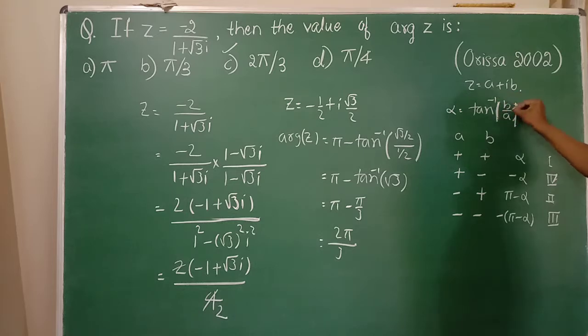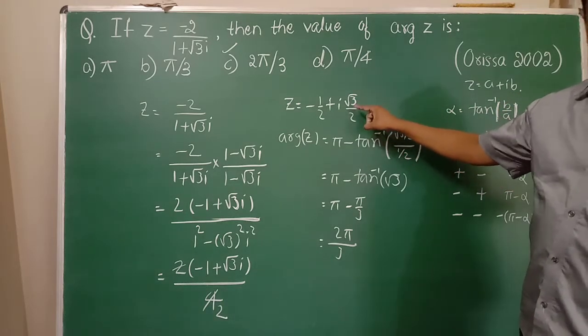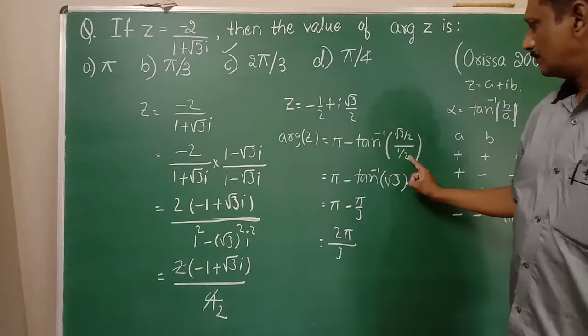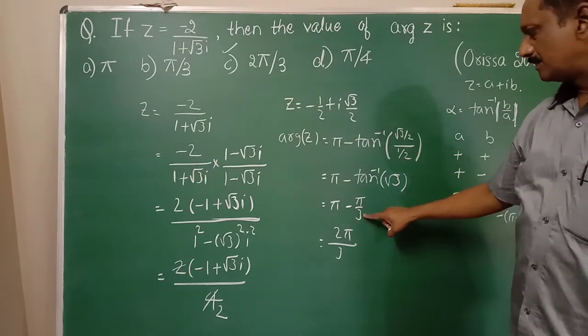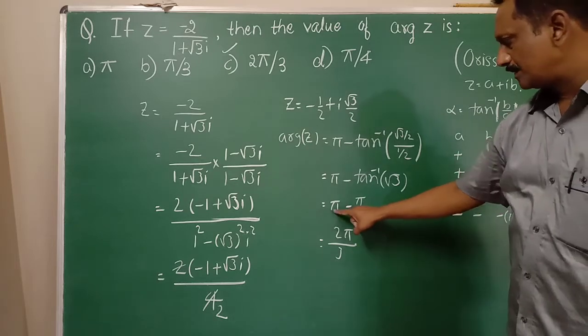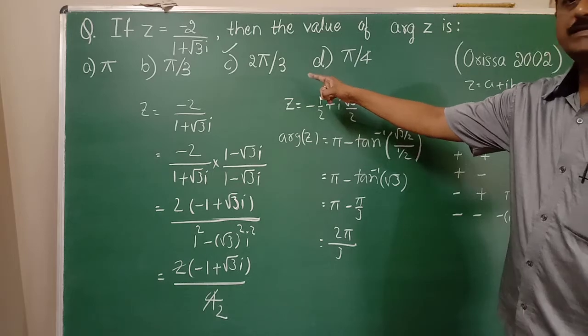tan inverse of modulus B by A, that is important here. So we take a positive number only. Root 3 by 2 divided by 1 upon 2. The 2 cancels, the remaining is root 3. Tan inverse root 3 is pi by 3. Taking the LCM 3, 3 into pi, 3 pi minus pi becomes 2 pi divided by 3. So C is the answer here.